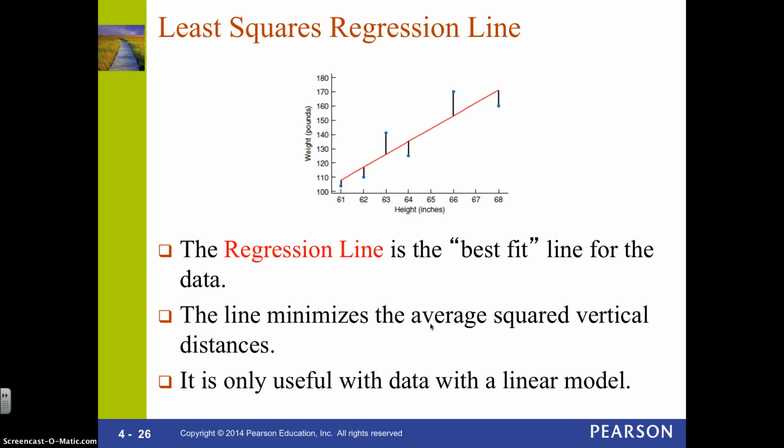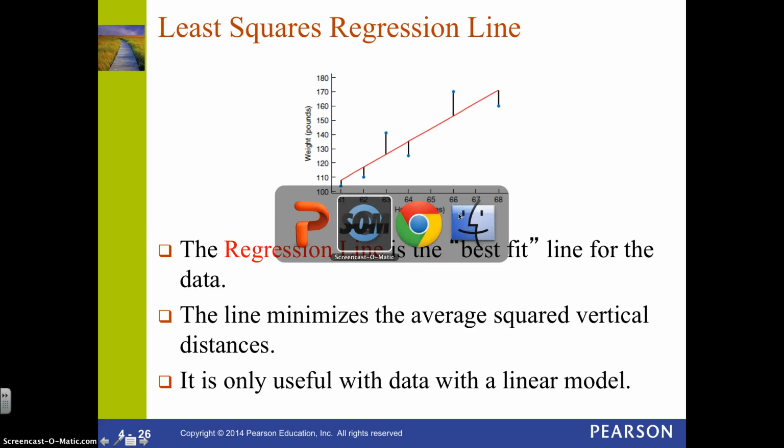Now, we may not hit every point, or may not hit any points, but it's the line that best describes the data. Okay, and what it does is it minimizes the average squared vertical distance, and I'll go over StatCrunch and I'll demonstrate how this works here. Okay, and it's only useful if you do this with a linear model.